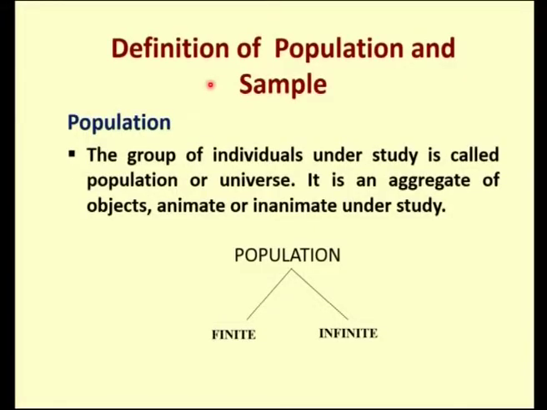So, the population is actually defined as the group of individuals under study. It can also be called universe. It is an aggregate of objects, animate or inanimate, under study. The population can be finite or infinite. In finite population, the number of units are determinable. For example, the number of students in a university in Chennai. In the infinite population, on the other hand, we cannot determine the number of elements in the population.